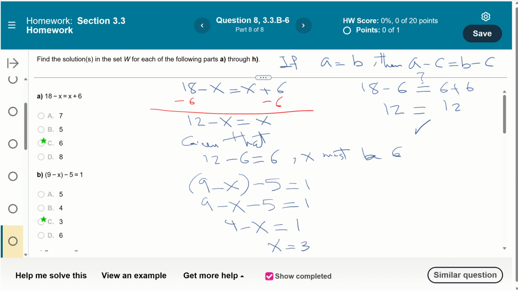Again, check back in the original equation. We want to know if quantity 9 minus 3 minus 5 is equal to 1, with the question mark because we're checking, right? Now, 9 minus 3 is 6. Minus 5, we want to know if that equals 1. I keep the question mark because I haven't reached the definitive statement yet. Next, I know that 6 minus 5 is 1, and I know I have 1 on the other side.